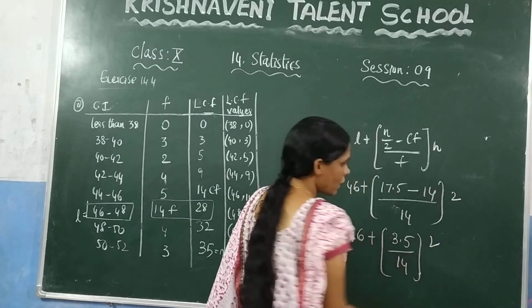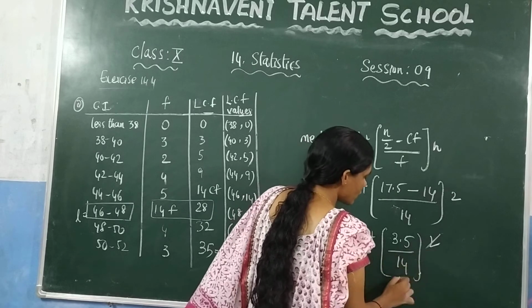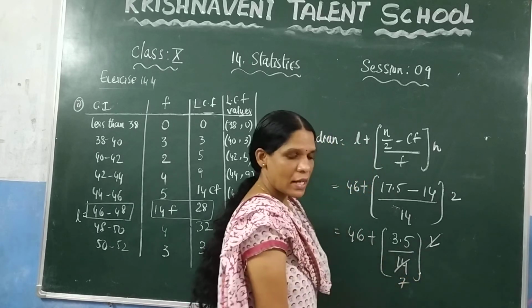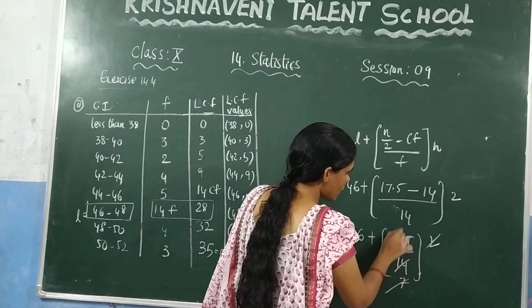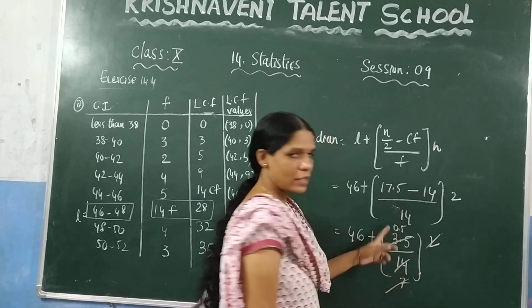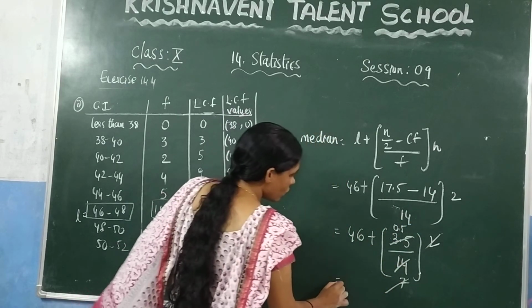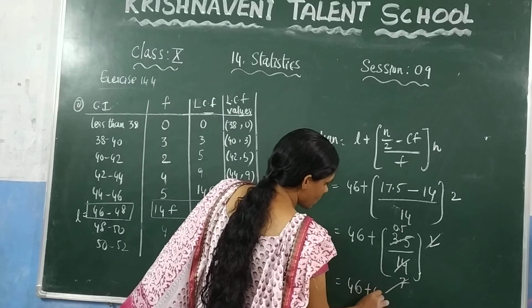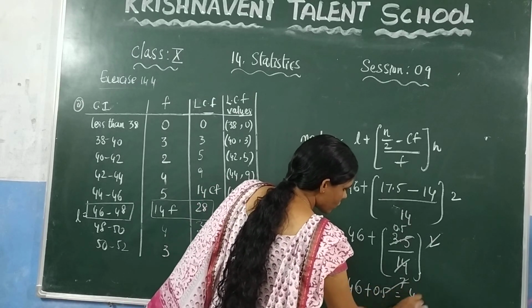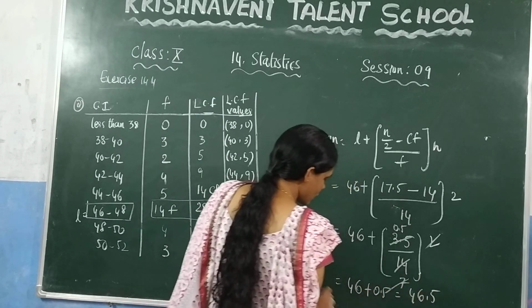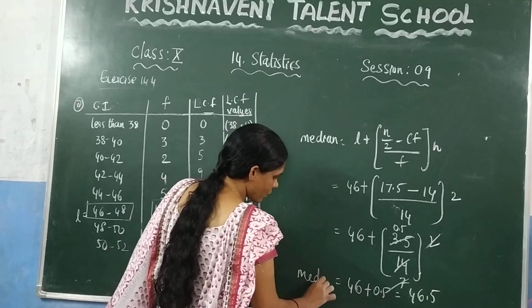into 2. Now here you can observe that 2 sevens will get cancelled, and similarly 7 ones are 7, 7 fives are 35, so 0.5. Now what will you get? You will get 46 plus 0.5, which gives you 46.5. This is the value of the median.